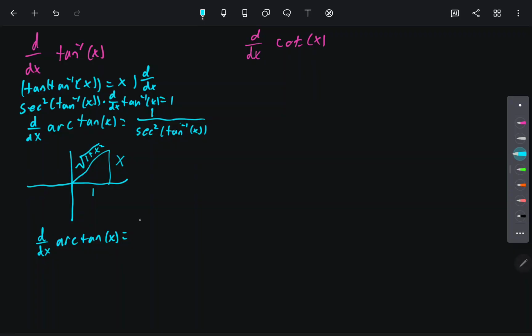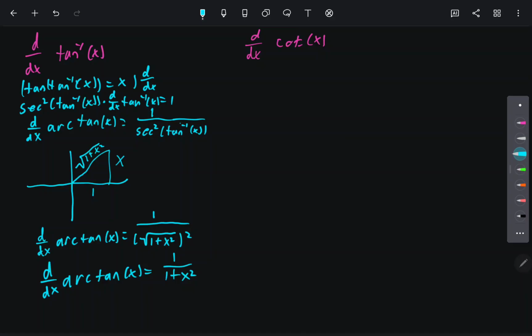So what we're going to see is we are going to get 1 over the square root of 1 plus x squared, squared. So for our final answer, we get the derivative with respect to x of arctangent of x is equal to 1 over 1 plus x squared. Very similar, but still holds true where there's no longer a transcendental function in there.